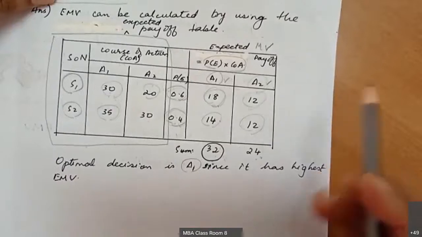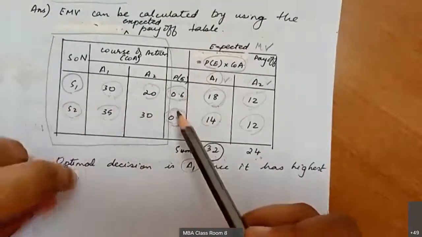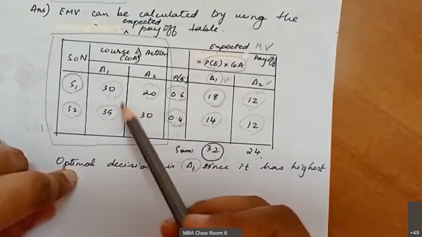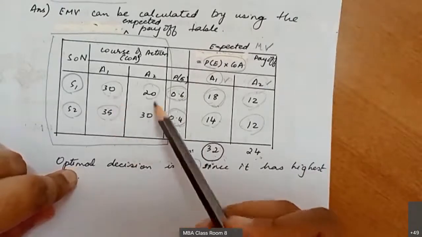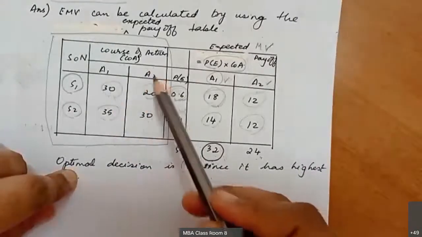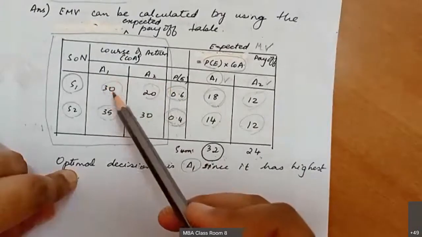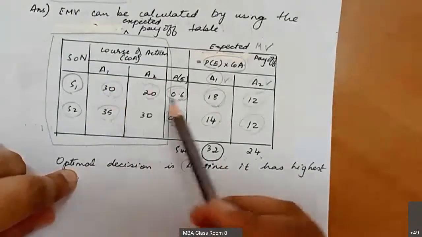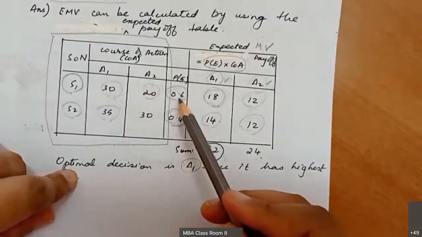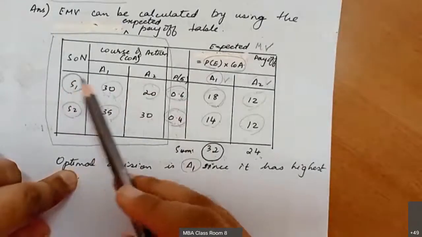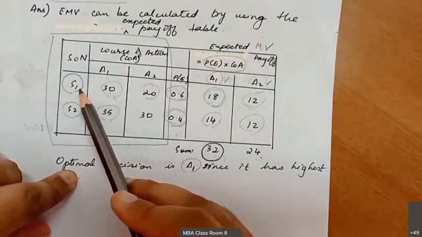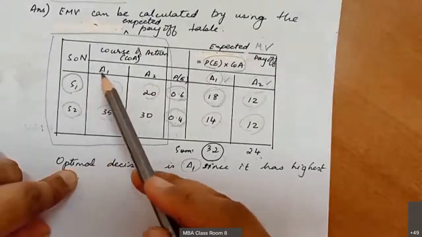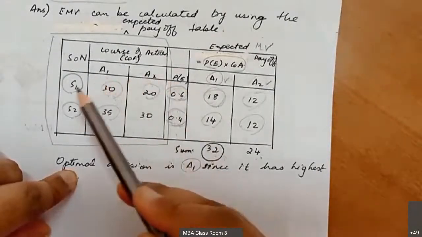See, if you don't take the probability values, we have 30 plus 35 and 20 plus 30. For A2 it will be 20 plus 30, for A1 it will be 30 plus 35. But we have to take the probability values. We don't know what the condition in the market is. We have to check the condition in the market, and only then will these values have any meaning.